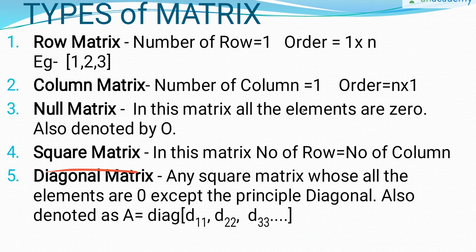Square matrix. In this matrix, the number of rows is equal to the number of columns. So if rows are n, then columns are also n, so order will be n cross n. Diagonal matrix. Any square matrix with all the elements 0 except the principal diagonal, that is only the elements of the principal diagonal are non-zero and all the other elements are 0. This can also be represented as A equals diagonal of D11, D22, D33 and so on.